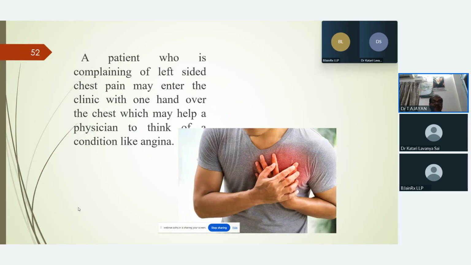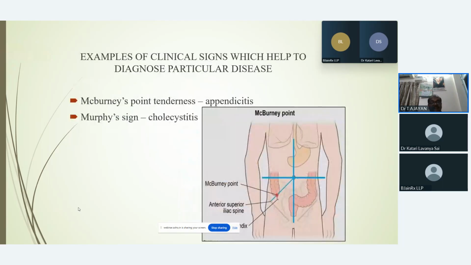Just look, this patient who is complaining of left side chest pain may enter the clinic with one hand over the chest, which may help the physician to think of the condition. Everybody knows angina pectoris. It's a classical presentation. The patient always bends forward towards the left side and with the help of the hand holds the retrosternal area or the chest. That patient is always presenting retrosternal pain. The look here will help for the diagnosis.